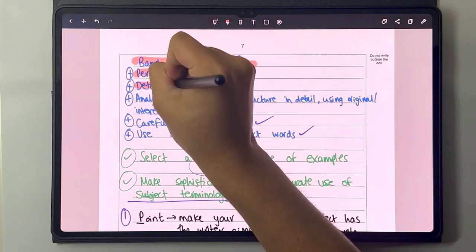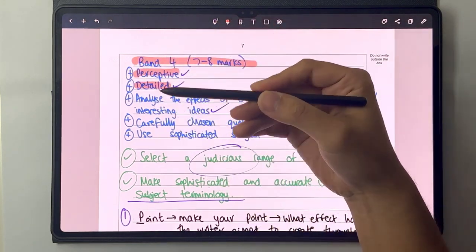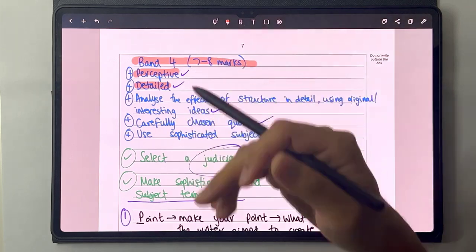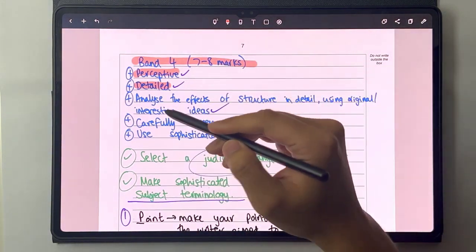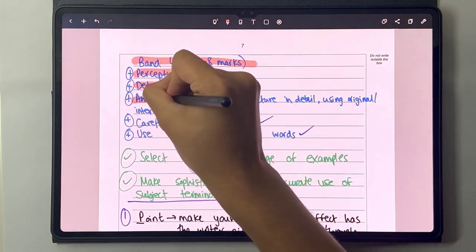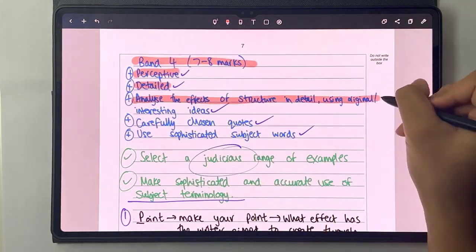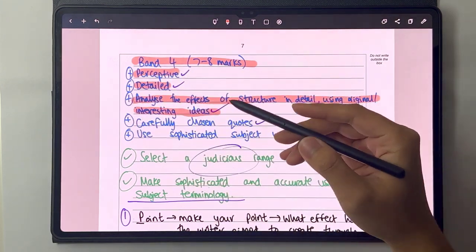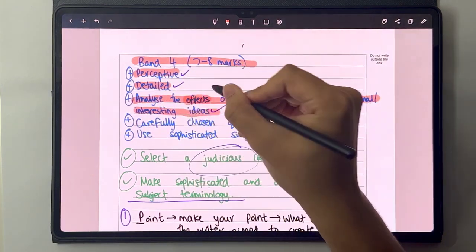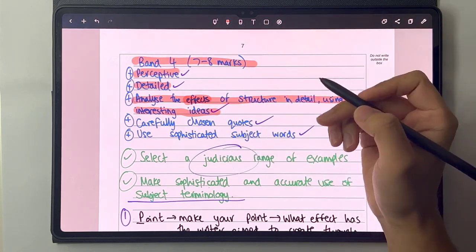For sure, it has to be detailed. So make sure when you analyze structure, your answer is detailed. And as we all say, talk a lot about a little. Analyze the effects of structure in detail using original, interesting ideas. Very important. Tell us the effects. What is the effect of using that structural technique?